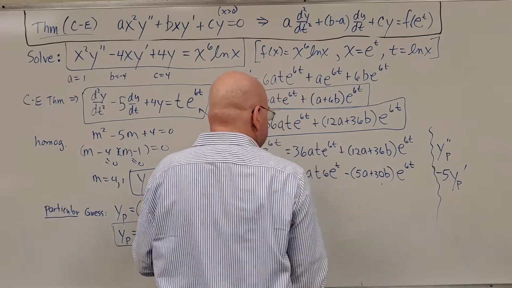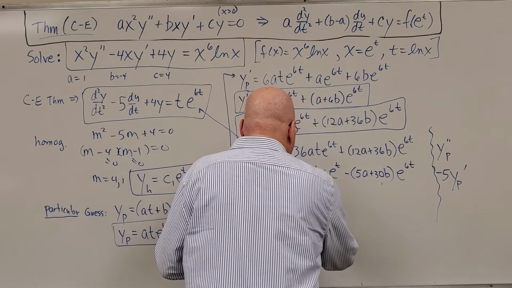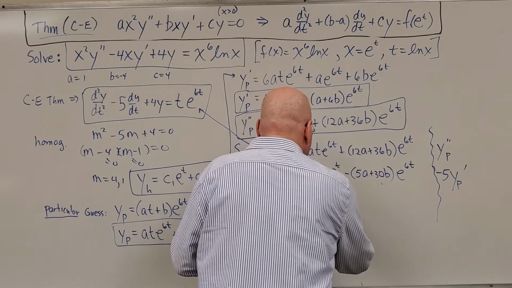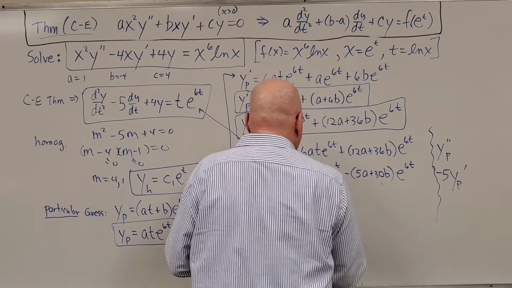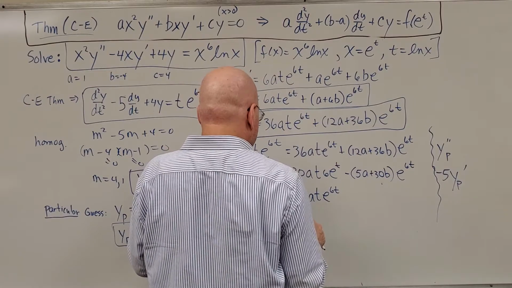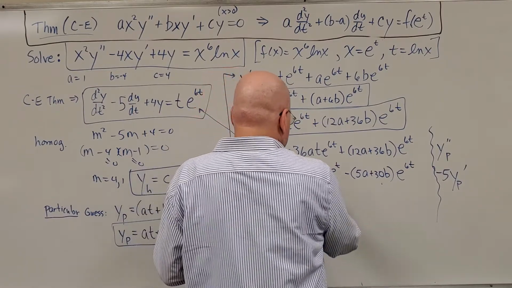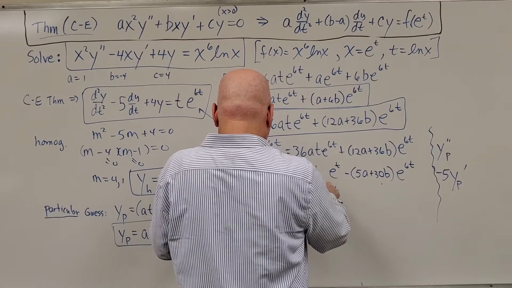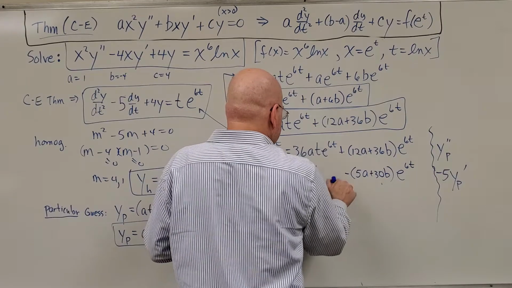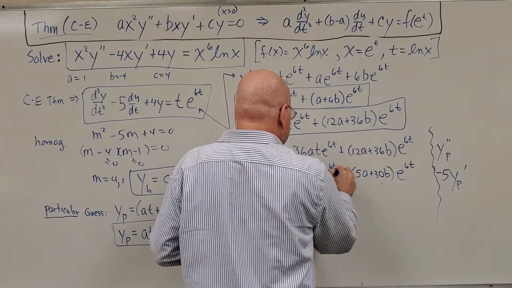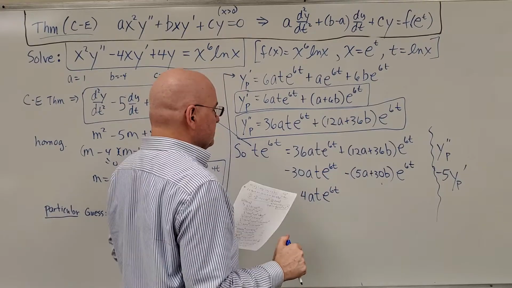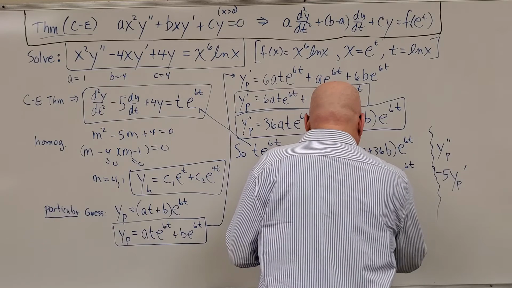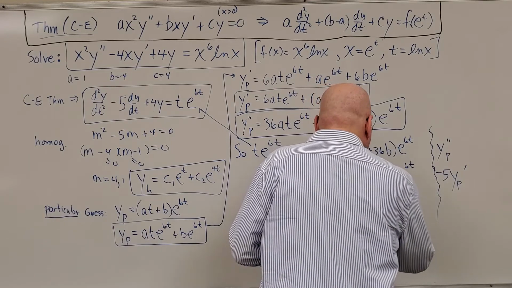So plus 4at e to the 6t. I don't know what this is. This is 30at e to the 6t. I erroneously wrote the 6 down as a coefficient. Okay, and then to finish this one up, plus 4b e to the 6t.